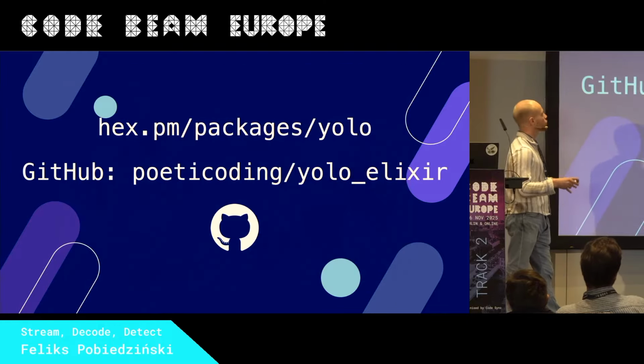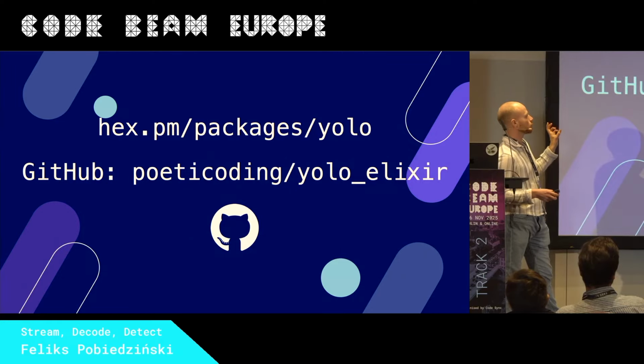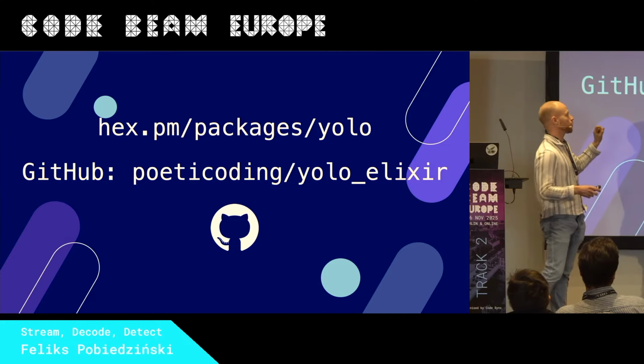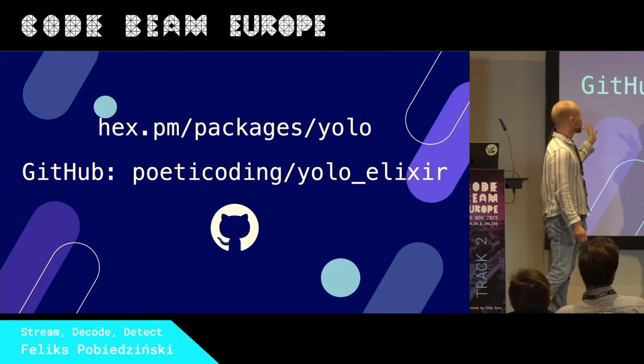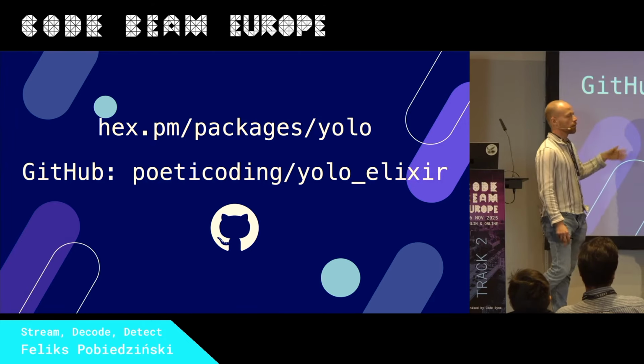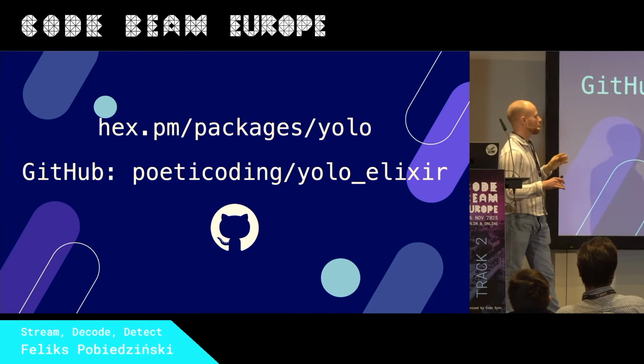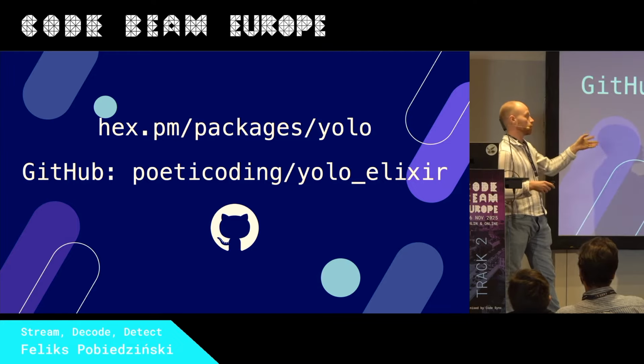And to use YOLO in Elixir, I will use the YOLO Elixir library from HexPM. You can also take a look at its source code on GitHub, and I guess that there will be a talk at this conference tomorrow about YOLO Elixir.